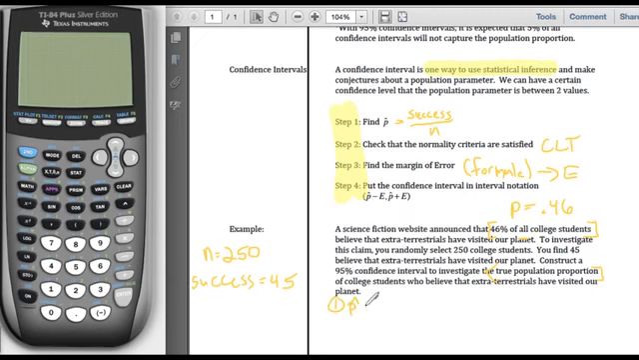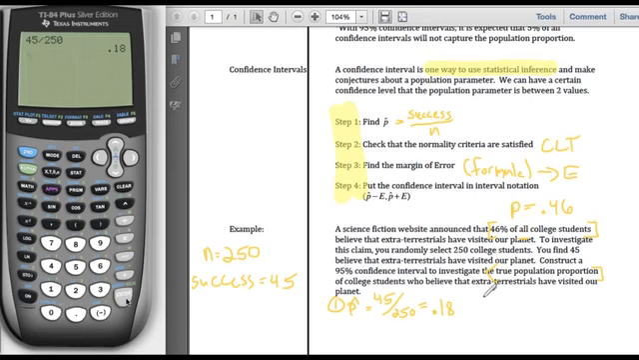To find p hat, I can take my success number, 45, and divide by 250. And that gives me 0.18 or 18%. So right then and there, this original claim looks suspicious. 18% is a lot lower than 46%. But I know there is room for variation, so I need to proceed. The next sample I get might be 32%, so it might be even closer to the 46%.